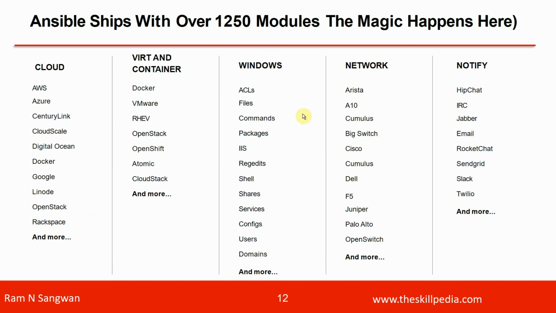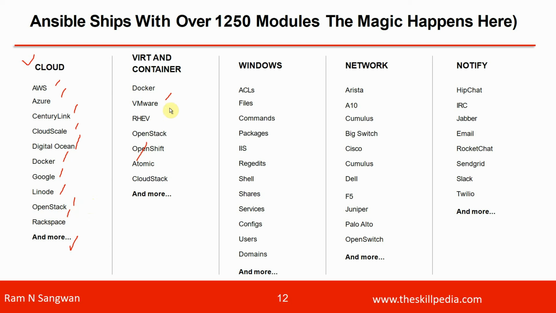There are around 1000, in fact more than 1000 modules, and the magic happens with these modules. If it is cloud, all these clouds are supported: AWS, Azure, CenturyLink, CloudScale, DigitalOcean, Docker, Google, OpenStack, Rackspace, and many more. I'm using Oracle Cloud also. I've been delivering training for Oracle.